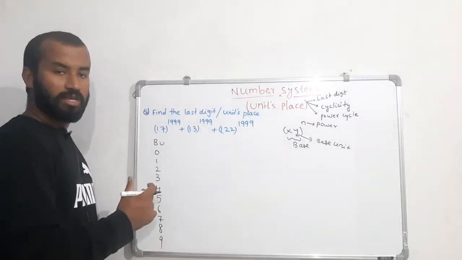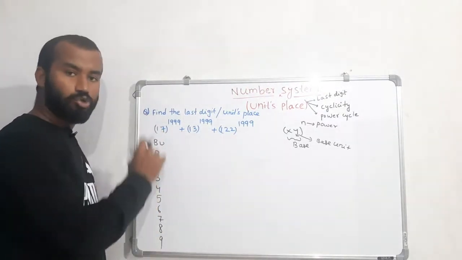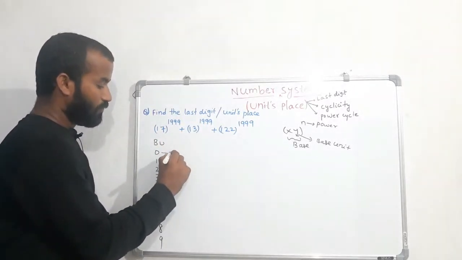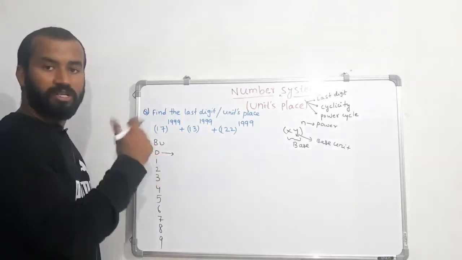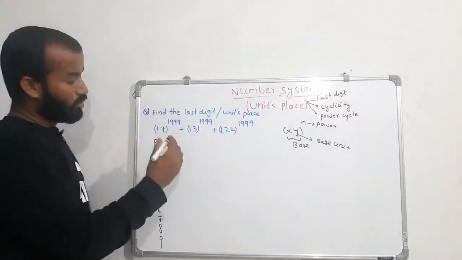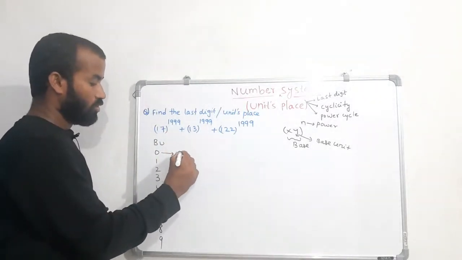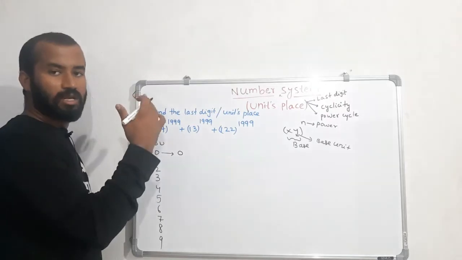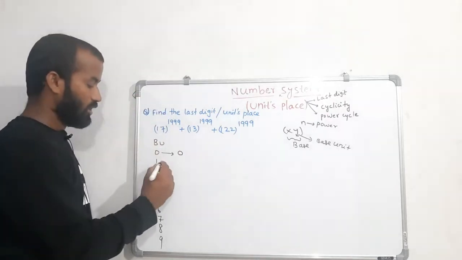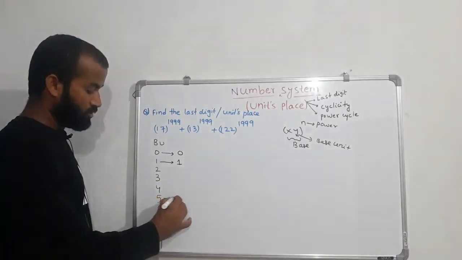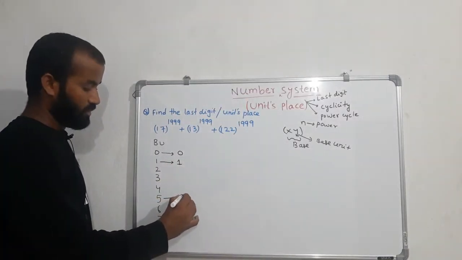Now, based on their base unit behaviors, I will divide them. For 0: 0 power 1, 0 power 2, 0 power 3, anything to the power, you are going to get 0 only. So if the base unit is 0, whatever the power, it is 0 only. For 1 also, 1 only. For 5 also, it will be 5.